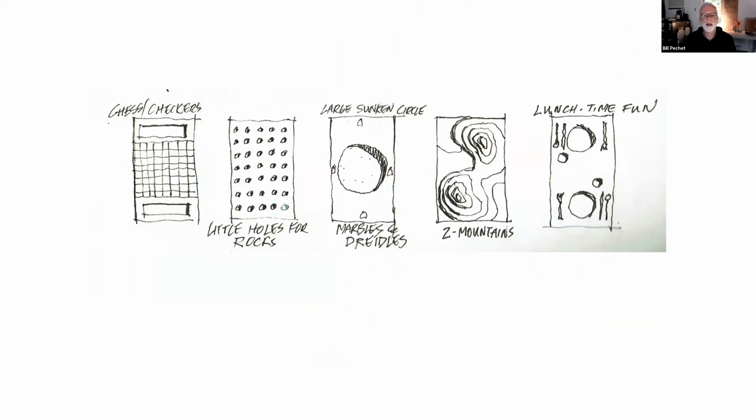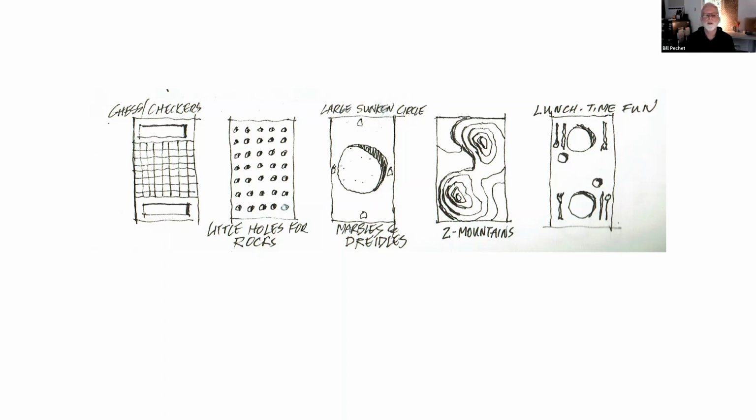Each table was cast from concrete and had a very open-ended idea of what could happen on it. In a sense, they were not directive in terms of asking the students to encounter them in a specific way, but rather they gave structure for a variety of invention that the students could do. So there was a gridded one that they could play a version of checkers on.